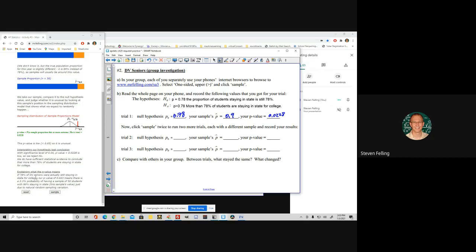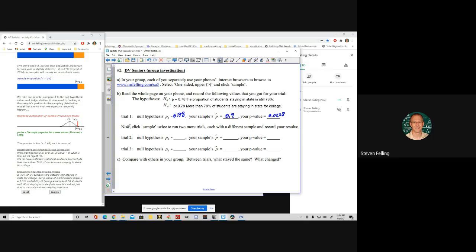If 78% of DV seniors were actually still staying in state, our p-value of 0.023, or whatever yours is, means that there's a 2.3% probability of having a sample of 50 students with 90% that we had in our sample staying in state, or larger, just due to natural random sampling variation or just by chance.